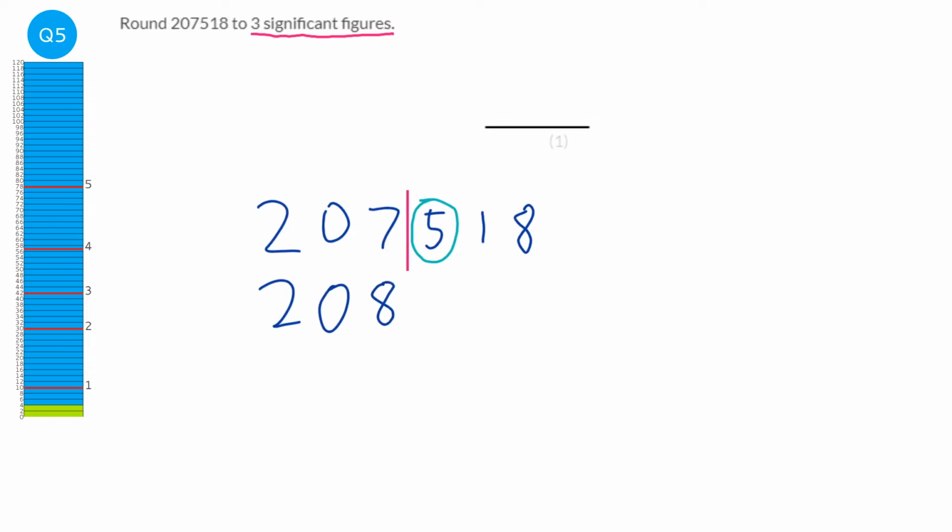A common mistake is that students write down 208. No, all the numbers to the right of that line turn to 0. So it would be 0, 0, 0. So it would be 208,000 exactly.